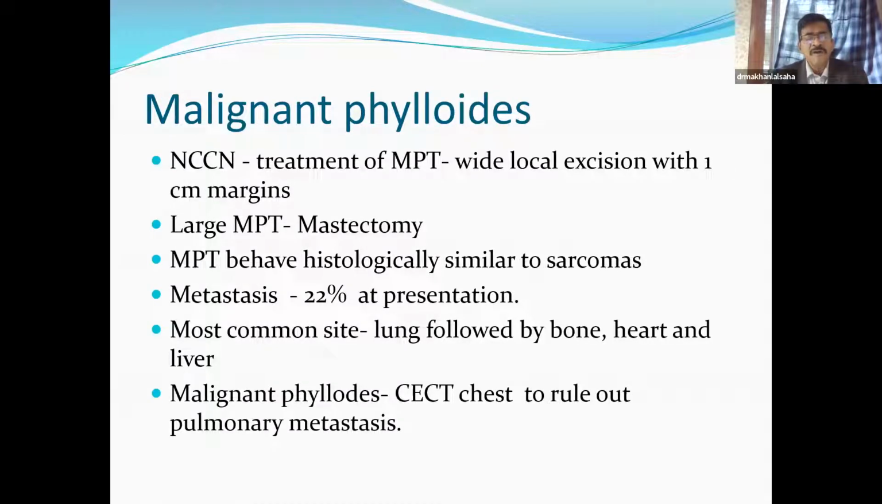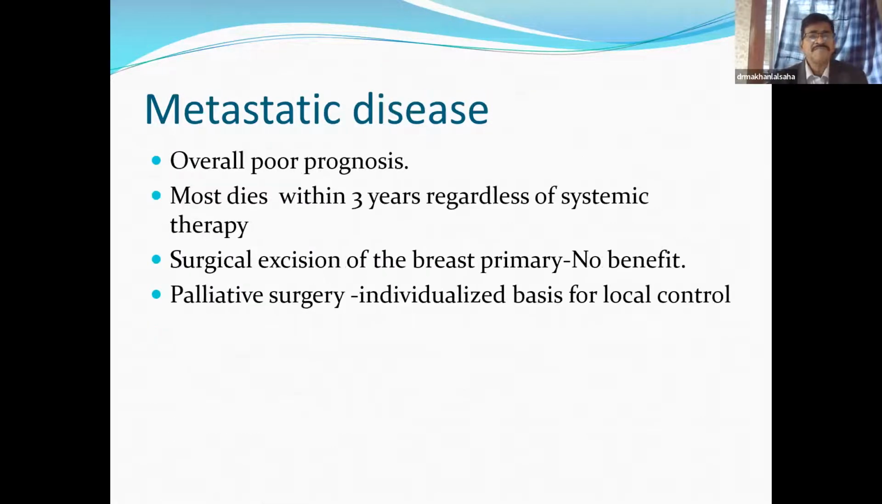So how do you plan treatment for malignant phyllodes tumor? The treatment is wide local excision with a 1 cm margin. A large malignant phyllodes tumor may require mastectomy. Malignant phyllodes tumors behave histologically similar to sarcomas. They may have metastasis in 22% at presentation. And the most common site for metastasis is the lung, followed by bone, heart, and liver. So in a patient with malignant phyllodes tumor, a CT chest is required as a staging investigation.